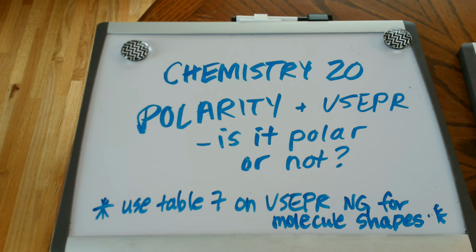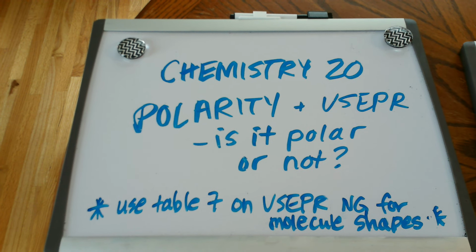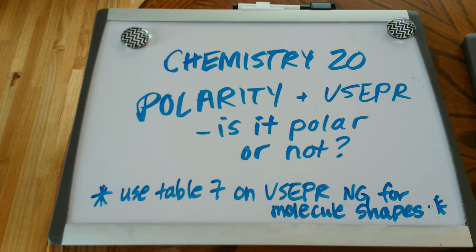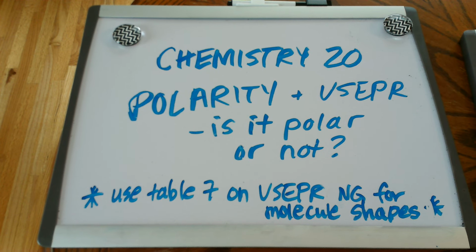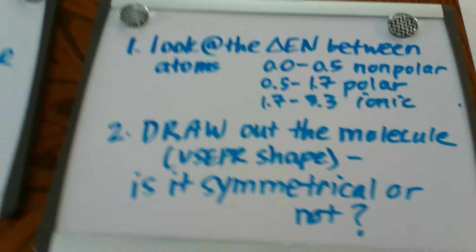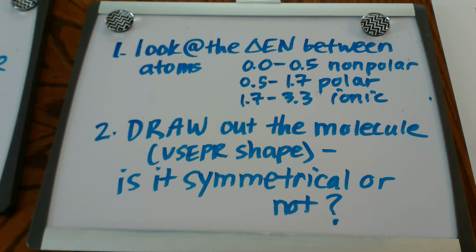Today we are talking about polarity, and we're going to ask the question for some molecules: is it polar or not? So I have to know our VSEPR structures for this. And remember, table 7 on our VSEPR notes guide has our molecular shapes. So here's what we have to do every single time you're asked to determine polarity.